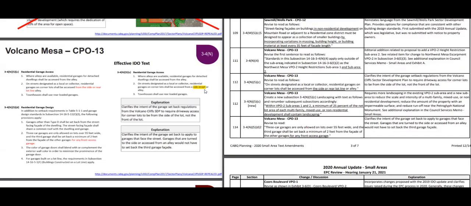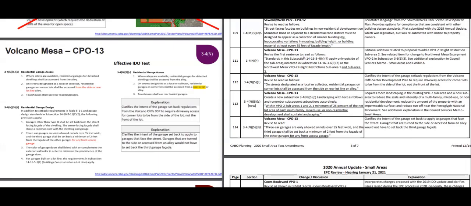We don't have a definition for what a side street is. And if both streets are local streets, it's unclear which would be the side street. So the intent of the change over here is to clarify the intent of the garage setback regulations from the Volcano Cliffs sector plan to require driveway access for corner lots to be from the side of the lot, not the front of the lot. So by saying side or rear lot line, that tells us how to apply the rule more clearly.